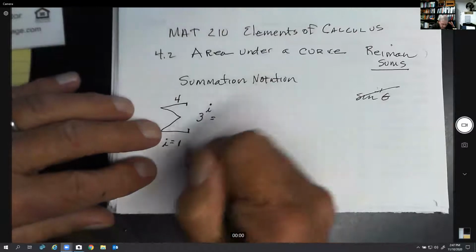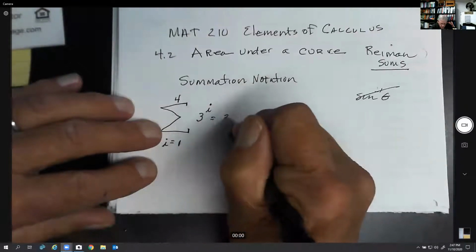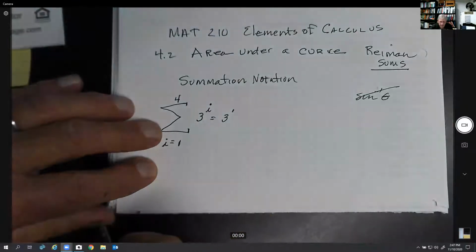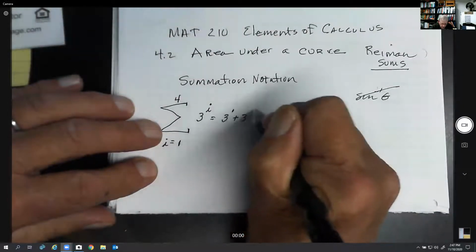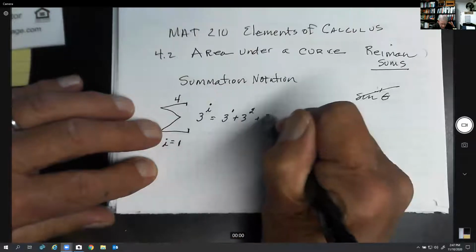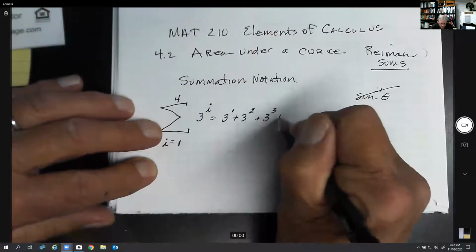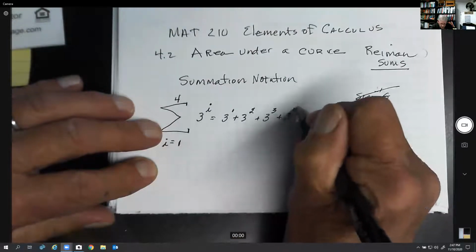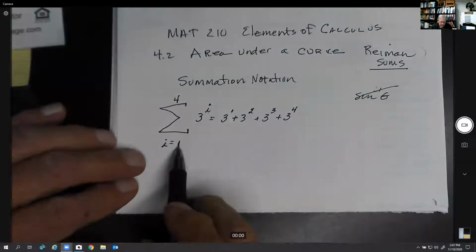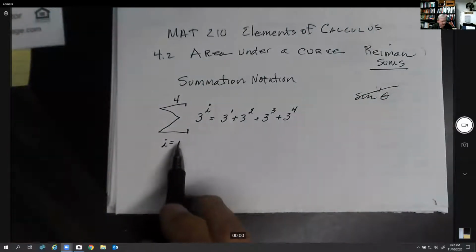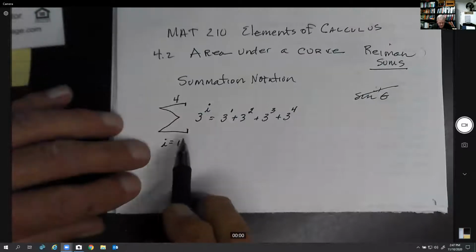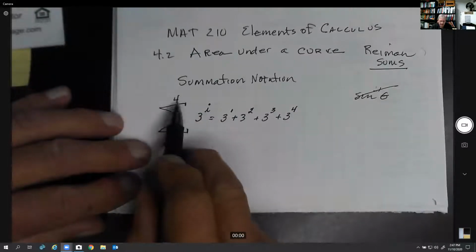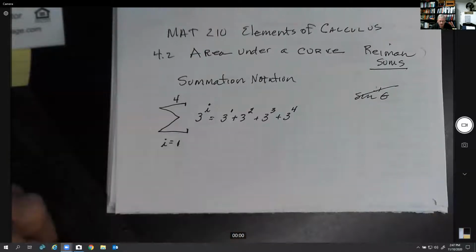So what we're going to do is start by substituting in a 1. This would be 3 to the 1. And then we're going to go consecutively. Now we're going to put in a 2, and then a 3, and finally, when we get up to 4, we're going to stop. So this number doesn't have to start with a 1. It could start with a 0 or a -1 or a -2. This is just our starting number, and this is our ending number. We're going to go up to that.